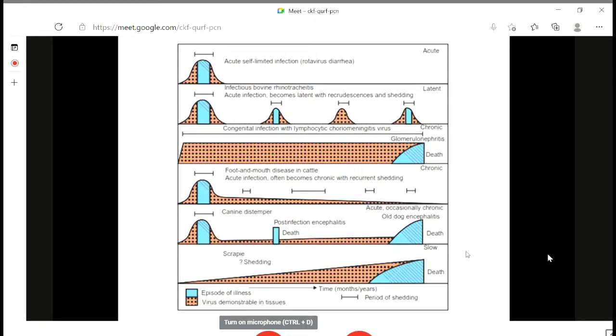The second type of virus cell interaction is the persistent infection. In persistent infections, we have 2 different categories. One is the persistent productive infection, where active virus particles are produced in chronic diseases, and they are slowly excreted from the host cells for a prolonged period. The other category is the persistent non-productive infection, which we also call latency or latent.